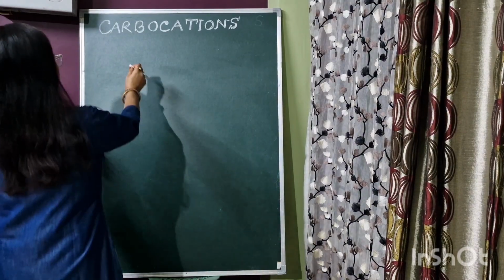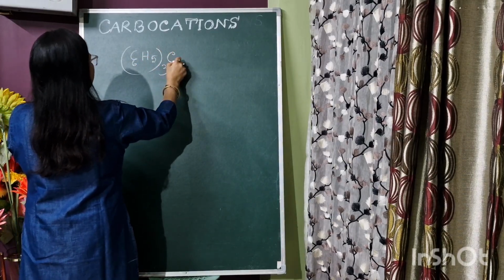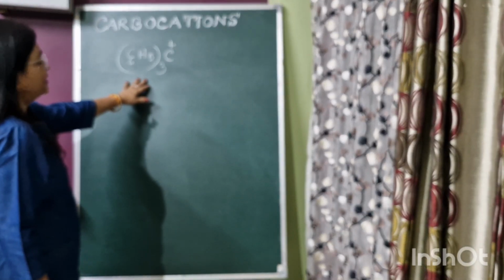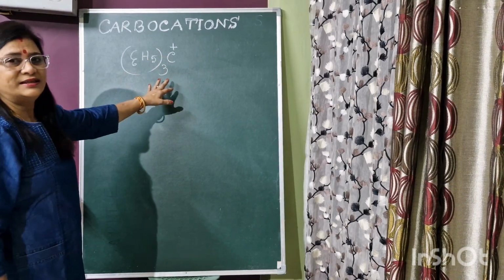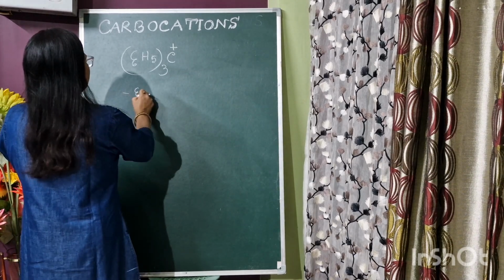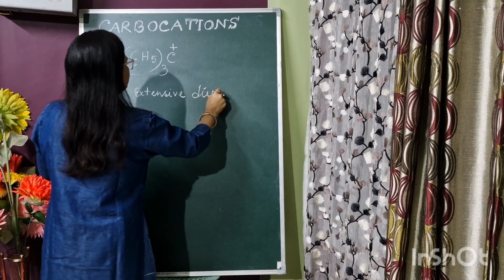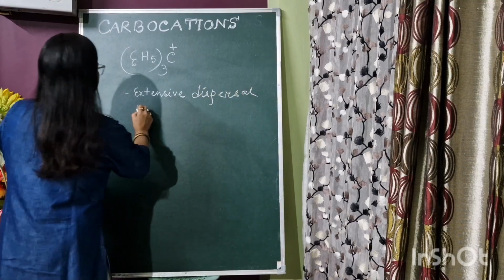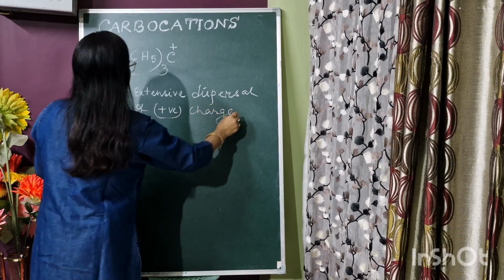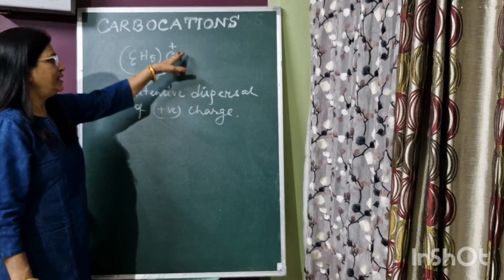If we see the (C6H5)3C+ triphenyl methyl carbocation, then here the extensive dispersal of positive charge takes place, so it is very stable. That means due to the presence of triphenyl groups around the carbon atom bearing the positive charge.